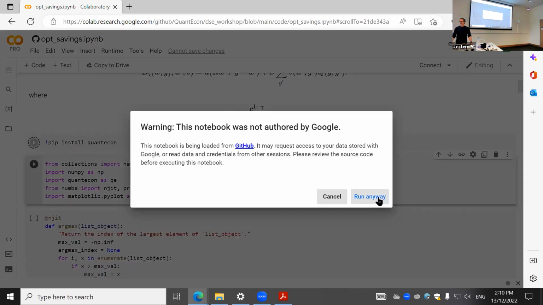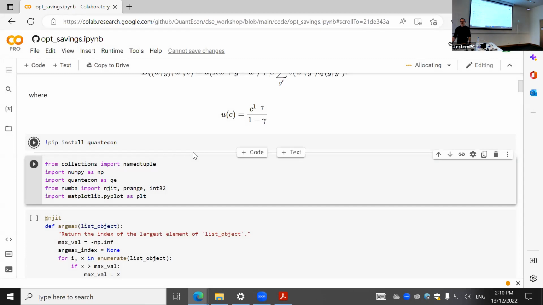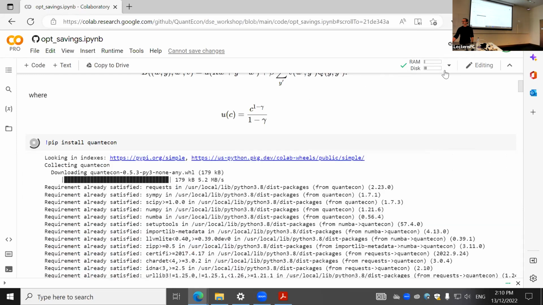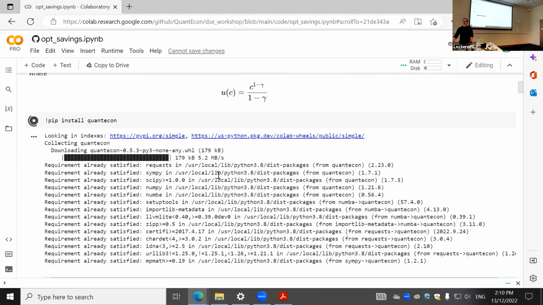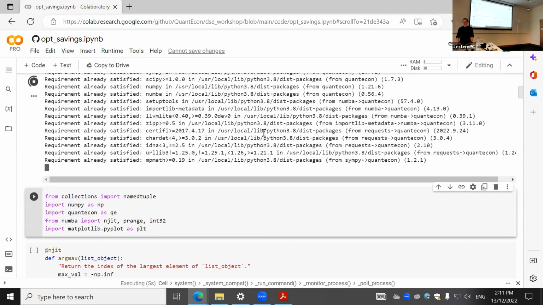It's going to complain about something that I'm not going to care about because I'm only going to blow up Google servers on my own. So don't worry about the warning messages. I'm just installing the QuantEcon library. And at this point, you can see that it's initializing. So now it's connecting me to some kind of machine. And my library is installed.